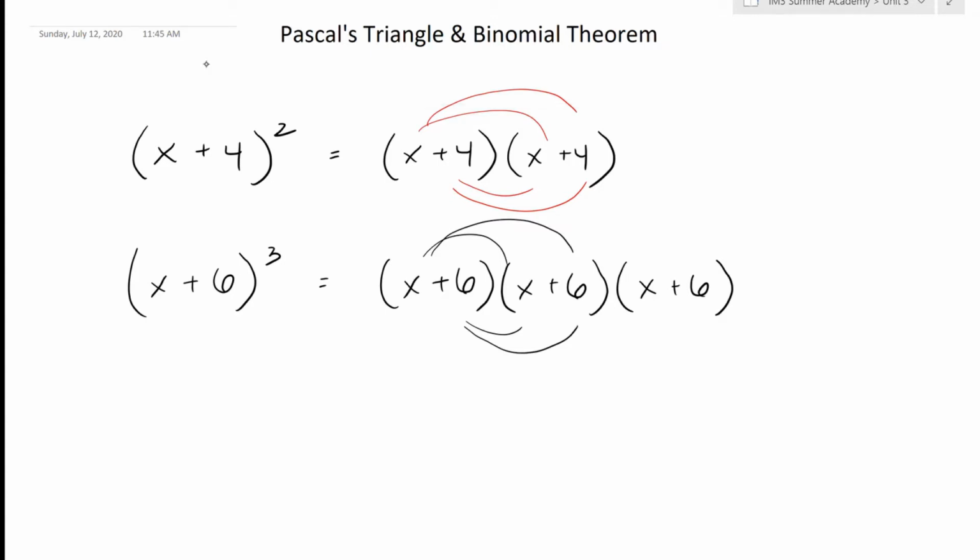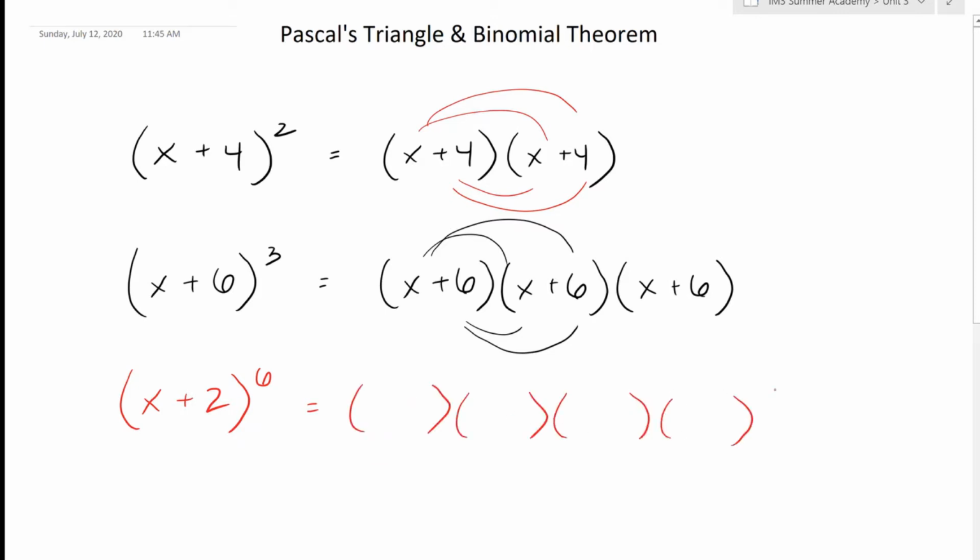Now what happens if they gave us something like x plus 2 to the power of 6? That means write it out 6 times. 1, 2, 3, 4, 5, 6, and have to multiply that out? Now that's not something we want to sit there and do by hand. What we're going to use is something called binomial theorem. You notice inside of all these are binomials, and it will help us, no matter what exponent they give us, to get to an answer a lot faster rather than having to multiply it out.